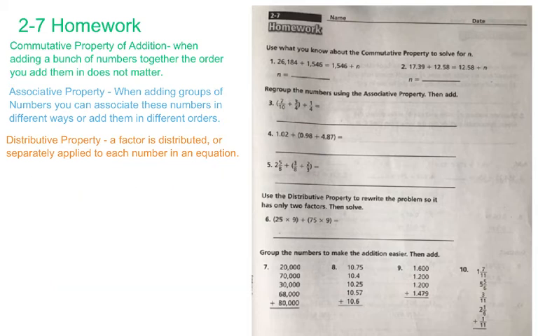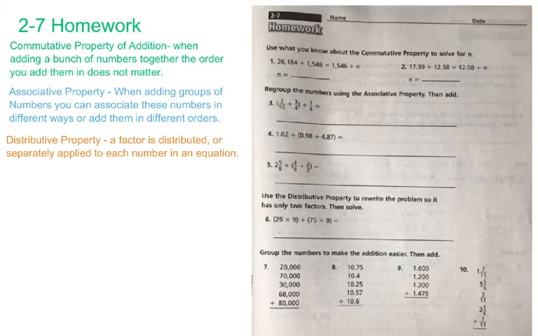So if we look at our homework today, numbers 1 and 2 say, use what you know about the commutative property to solve for n. On one side of the equation here, we have 26,184 plus 1,546, and it's equal to 1,546 plus n. Well, how could we solve for n?